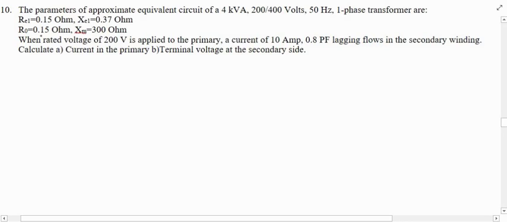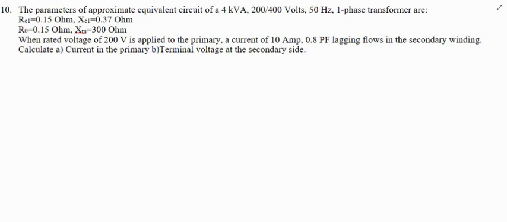When the rated voltage of 200 volt is applied to the primary, a current of 10 ampere at 0.8 pf lagging flows in the secondary winding. You have to calculate the current in the primary and the terminal voltage at the secondary.